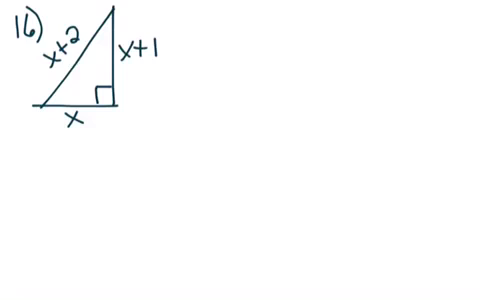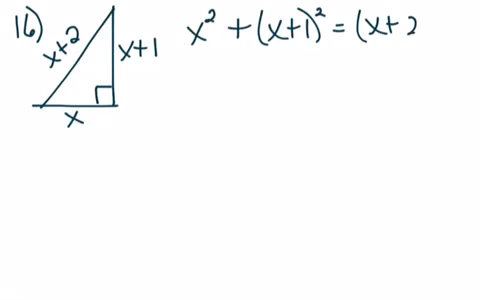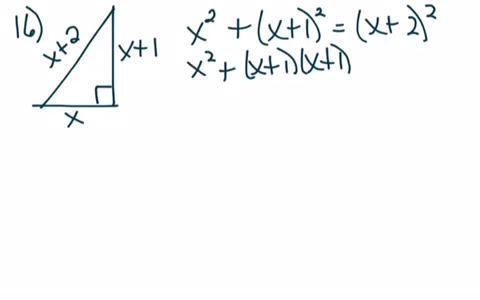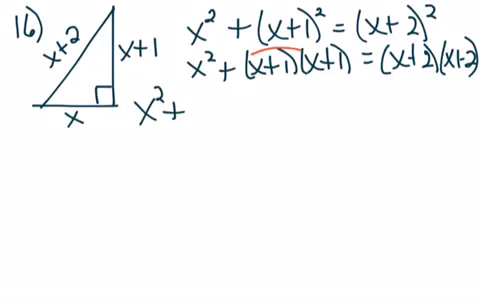Well, how do we do anything with a right triangle? Pythagorean theorem. So we have x squared plus x plus 1 squared equals x plus 2 squared. This one's already able for us to multiply, but we're going to have to put the x plus 1s like this, in order for us to do FOIL and not forget one of the components. So we have x squared plus x times x is x squared. X times 1 is x. 1 times x is x. And 1 times 1 is 1.